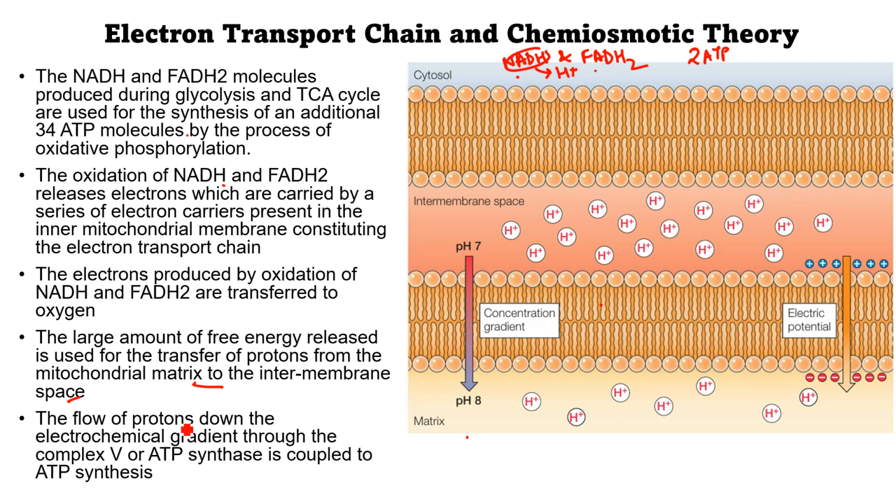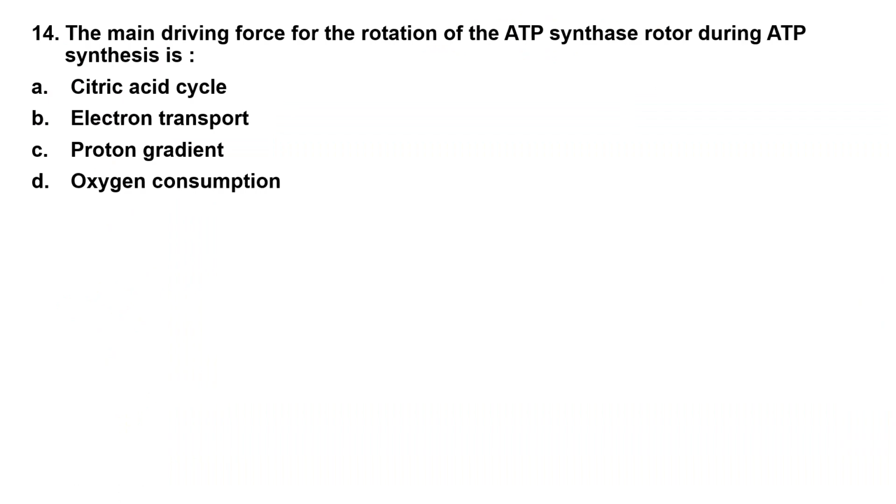And so the flow of protons down the electrochemical gradient through complex 5, or ATP synthase, is coupled to ATP synthesis. Okay, it is coupled to ATP synthesis.